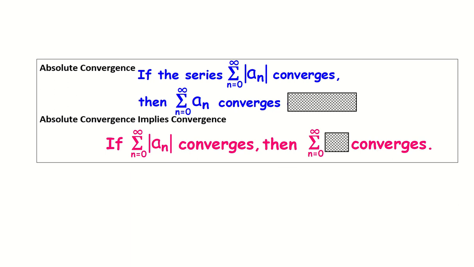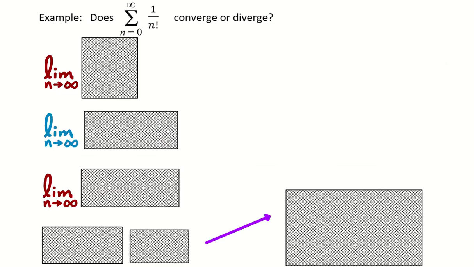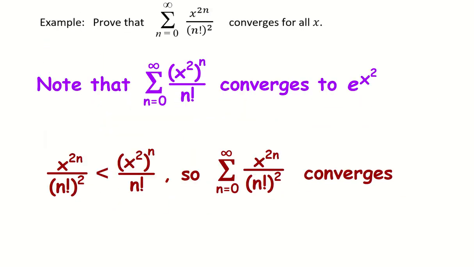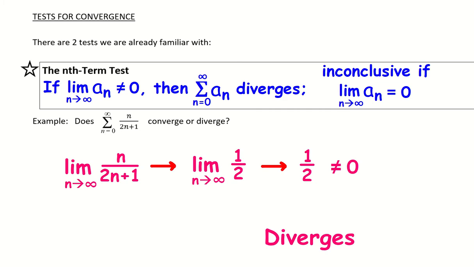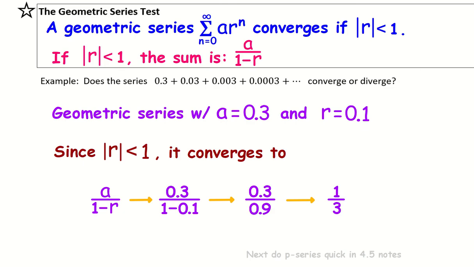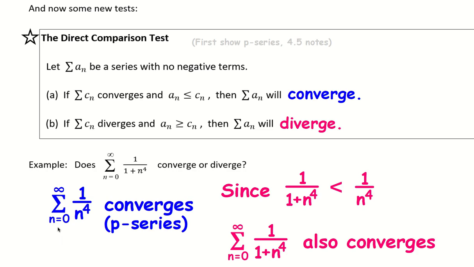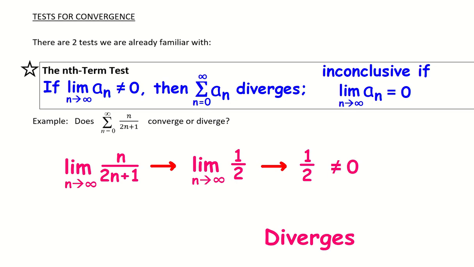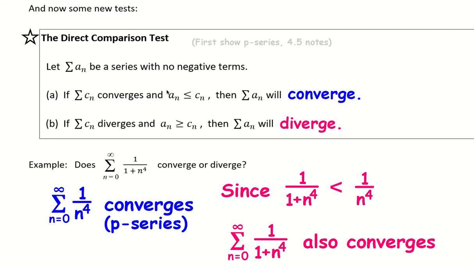So there's the first round of tests for now. We had the nth term test, geometric series test, p series test, and then this really open-ended direct comparison test. These other tests are very cut and dry. This test, there's almost a level of creativity to it, or versatility.